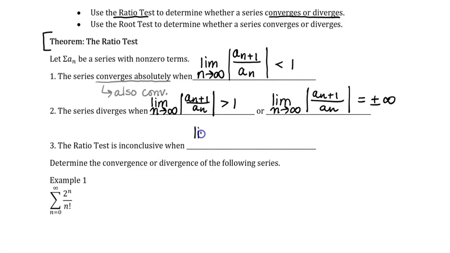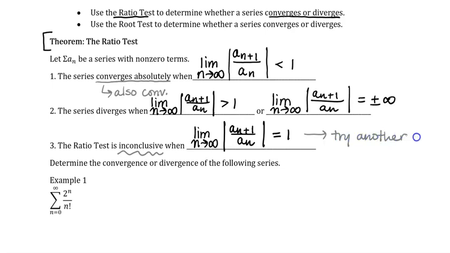It does not tell us anything about the convergence or divergence of the series if that limit is equal to 1. So if that limit is equal to 1, the ratio test is inconclusive, which means we're going to need to try another test. So let's begin with example 1.